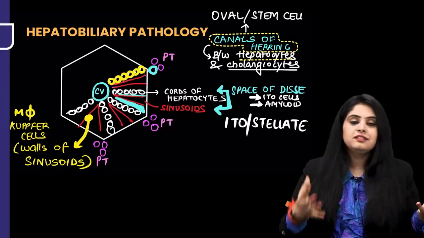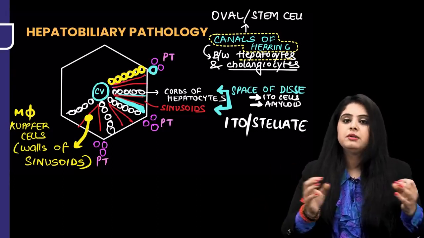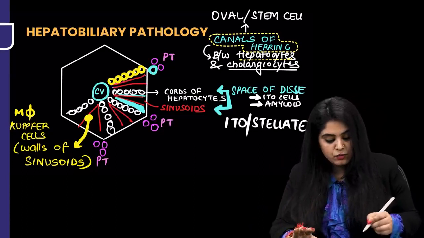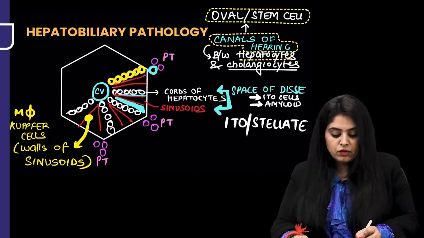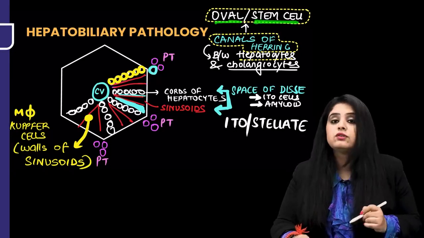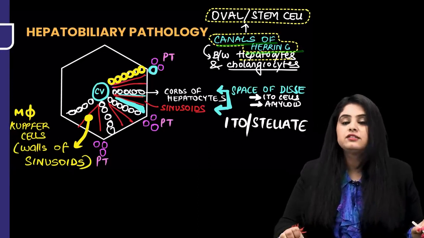Canals. So between the hepatocyte and the cholangiocyte there are canals, the canals of Hering, and that is where the oval cell, or the stem cell, is present. Do you know the stem cell of the liver? Stem cell of the liver is known as the oval cell, and where is the stem cell hiding? It is hiding in these hidden canals of Hering.